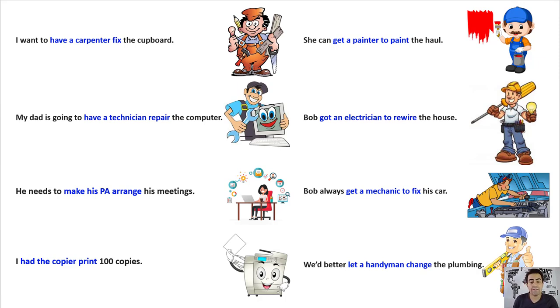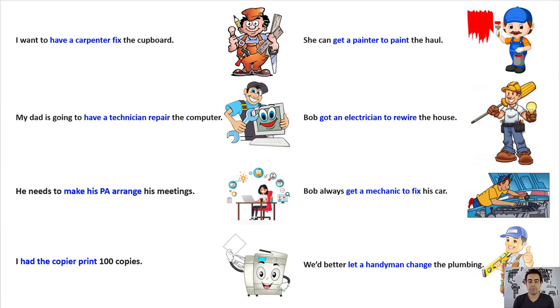Like here we have a photocopier or a printing machine or something. Or also it can be a computer, a calculator, a kind of device that can do something like a calculation, a process, a render, analysis, anything for you. So you can use the causative form of sentences when a machine or something is going to do something for you. So here we have, I had the copier print 100 copies.